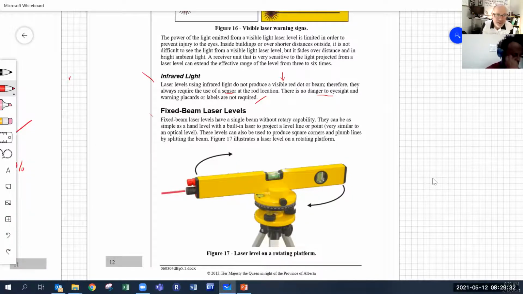Fixed beam laser levels have a single beam without a rotary capability. They can be as simple as a handheld level with a built-in laser to project a level line or point. Okay. Plumb lines, that's all we do.